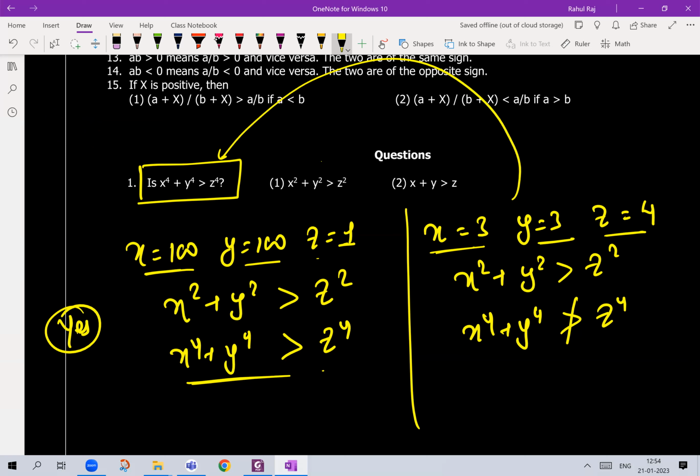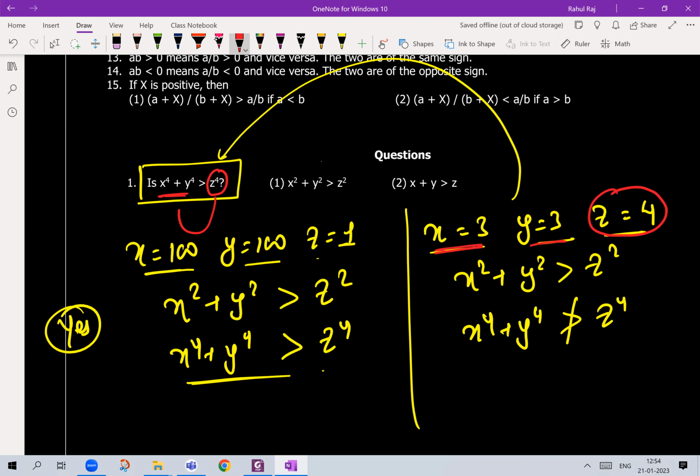Proving a yes situation is pretty simple. x is 100, y is 100, z is 1. x^4 plus y^4 is greater than z^4, and x^2 plus y^2 is greater than z^2. Now, please understand, I have to create a no situation, right? If I'm trying to create a no situation, it means my value of z^4 should be greater than x^4 plus y^4. Agreed?